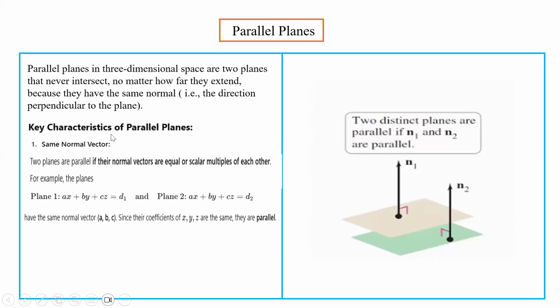Some characteristics of parallel planes are that they have the same normal vector. The two planes are parallel if their normal vectors are equal, or scalar multiples of each other. For example, let's say our values might be 1, 2, and 3 for the first plane, and the second plane will be something like 2, 4, 6. Those would be the coordinates for A, B, and C. So they would have the same normal vector direction, and that tells us they're parallel. So two distinct planes are parallel if n1 and n2 are parallel.